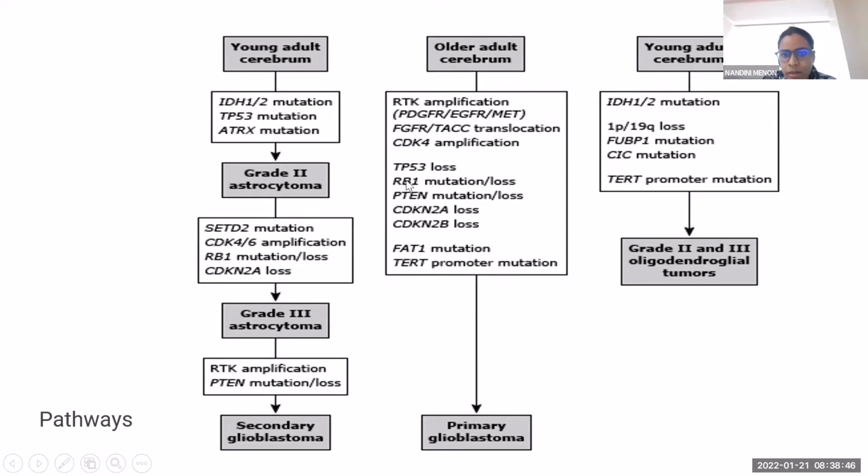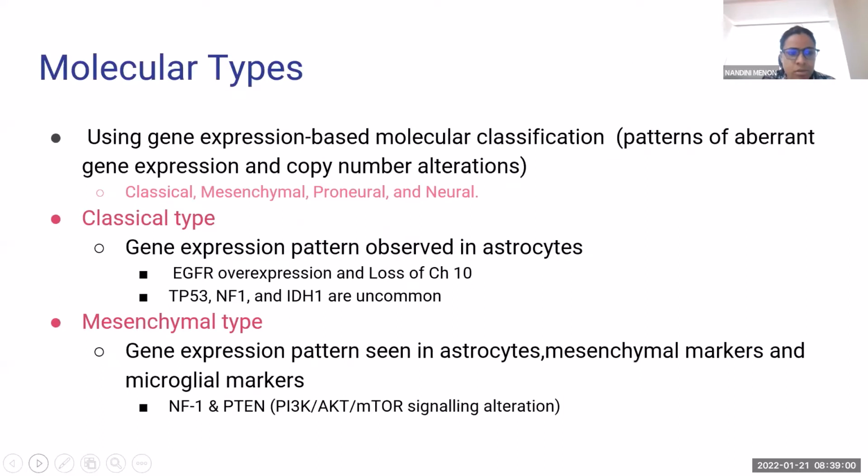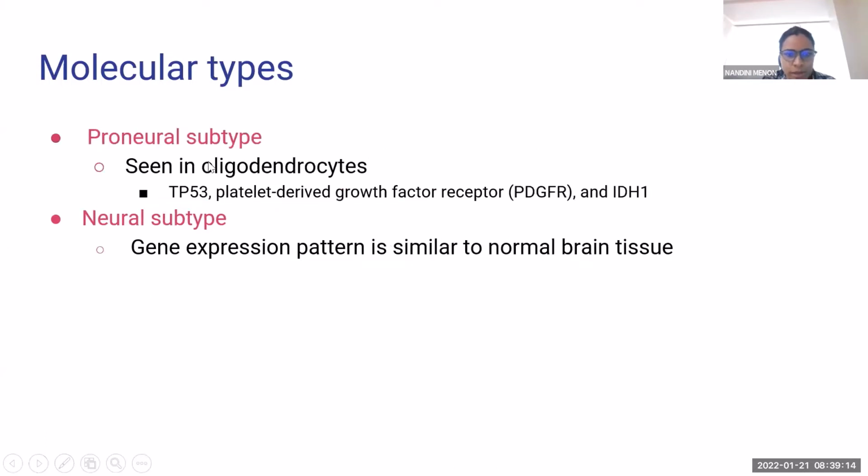Whereas in the older brain, these are the commonly seen mutations, such as receptor tyrosine kinase mutations like EGFR, PDGFR, TP53 loss, TERT mutations, and these are the common molecular profile for the primary glioblastomas. So based on gene expression profiling, they have come up with 4 subtypes, that is the classical, mesenchymal, proneural, and neural. Just to remember, not to go into detail, the proneural subtype are the ones which predominantly have these IDH mutations and tend to have better outcomes.